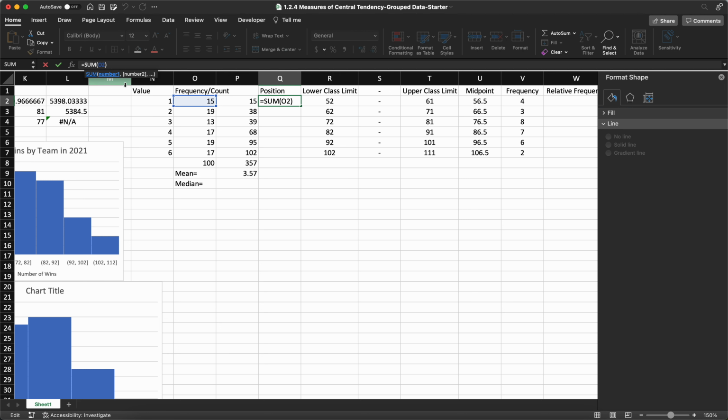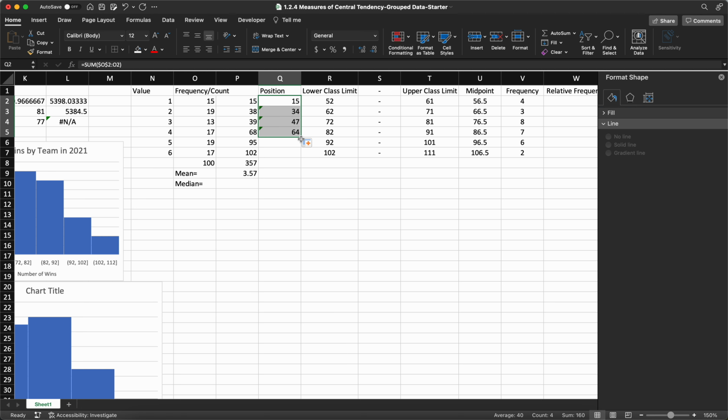I actually want to sum this with itself. Now as I drag this down, it's going to do a running sum, okay? Cumulative sum. So I started with 15 rolls. After rolling the ones and the twos, 15 plus 19 gives me 34. And then 15 plus 19 plus 13 gives me 47. And then add another 17, that's 64.